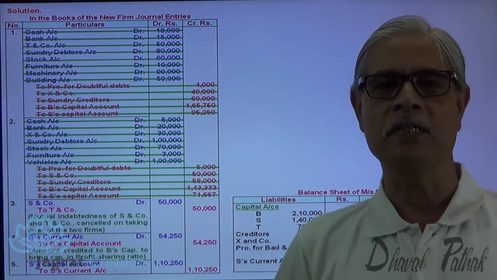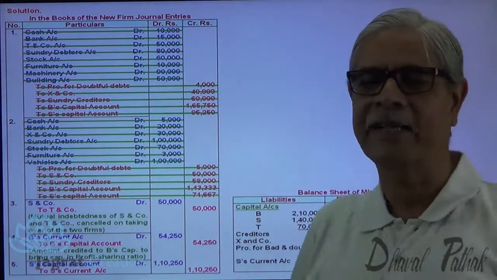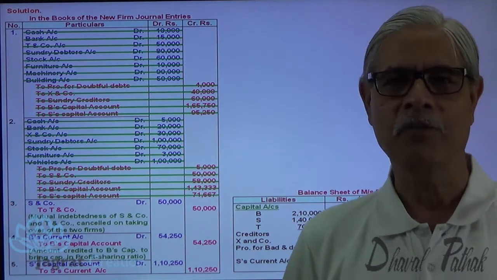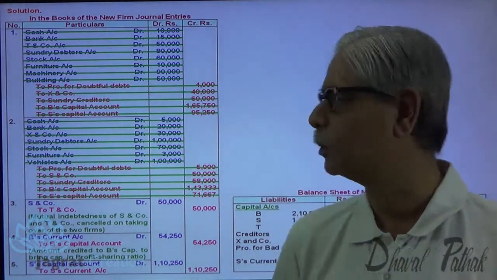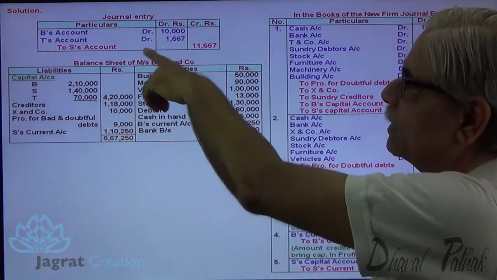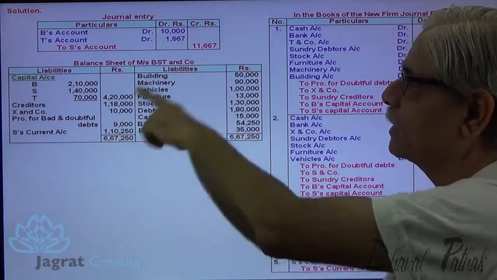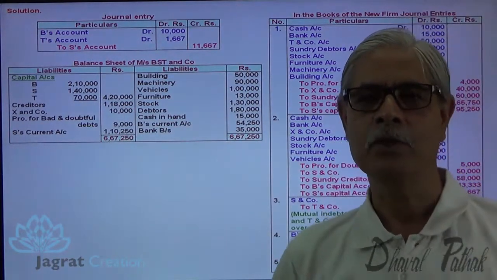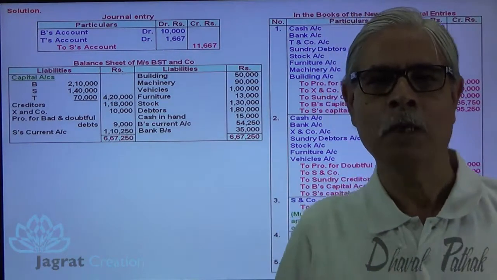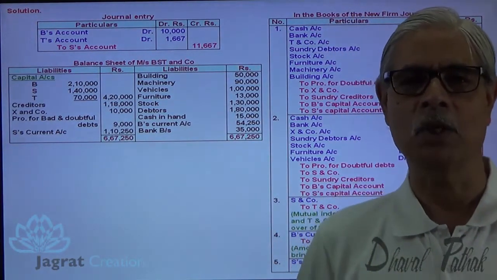Now after doing all these things, I want to demonstrate once again on one slide wherein all journal entries and the balance sheet are presented, wherein cancellations are not made. Just observe. So these are the journal entries that we have recorded. This is the journal entry for goodwill. This is the balance sheet. This is how your answer should appear in the examination. Total is 6,67,250. This is how this sum gets solved.